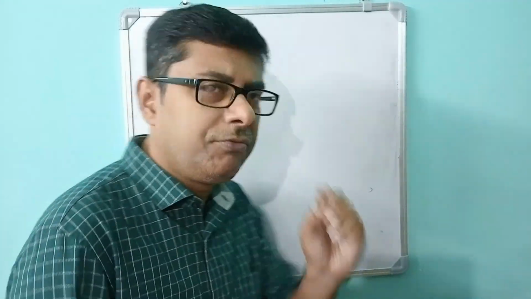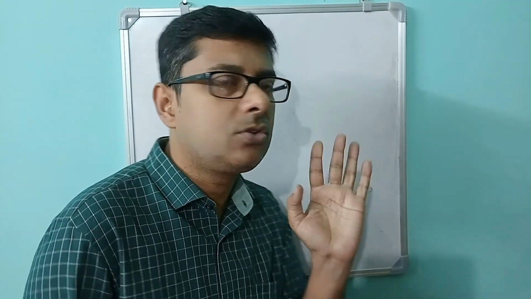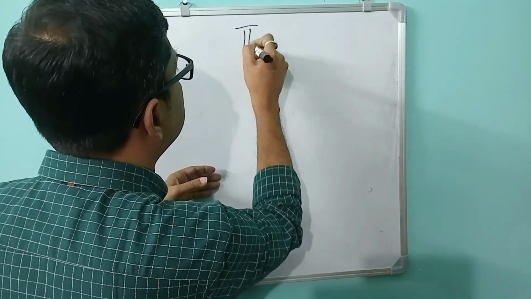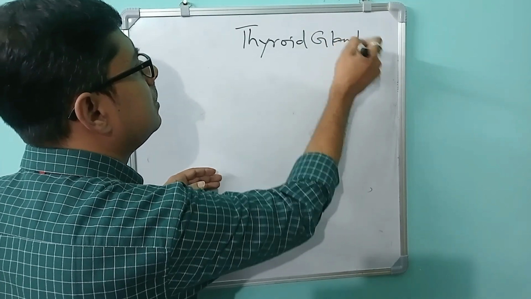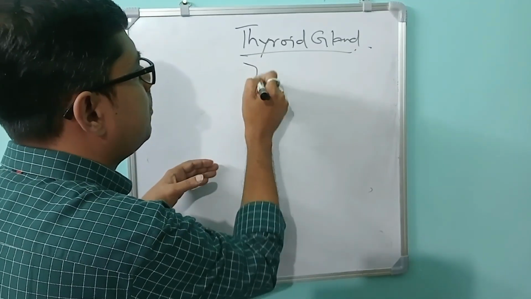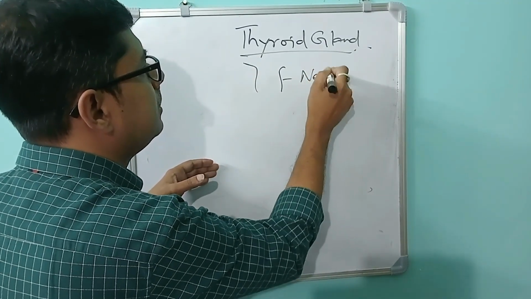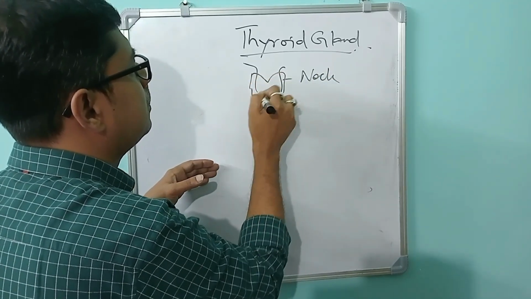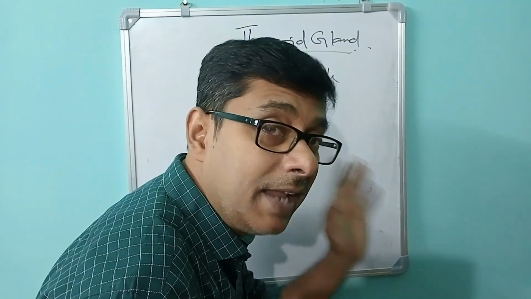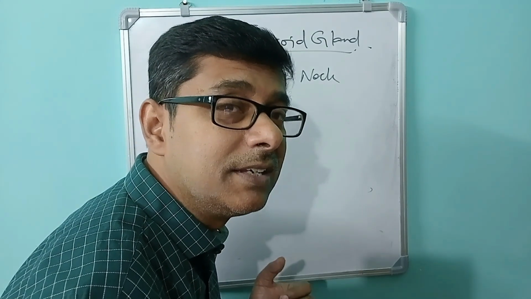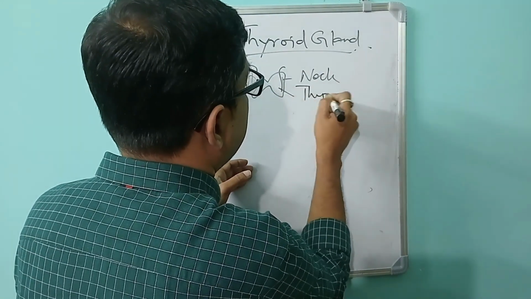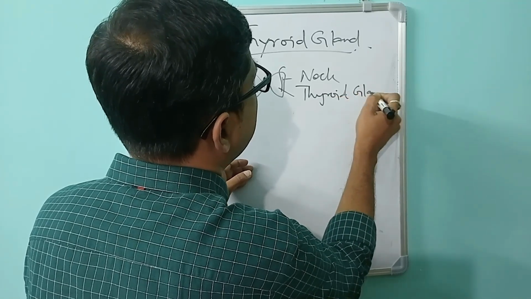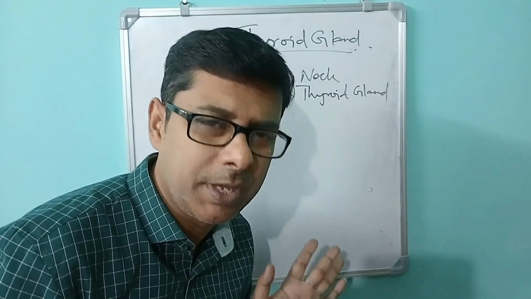So first we will quickly discuss a very important endocrine gland, which is called the thyroid gland. This is our neck, and here it is a butterfly shaped gland present in the neck region, right? This is the thyroid gland, present in the neck region.